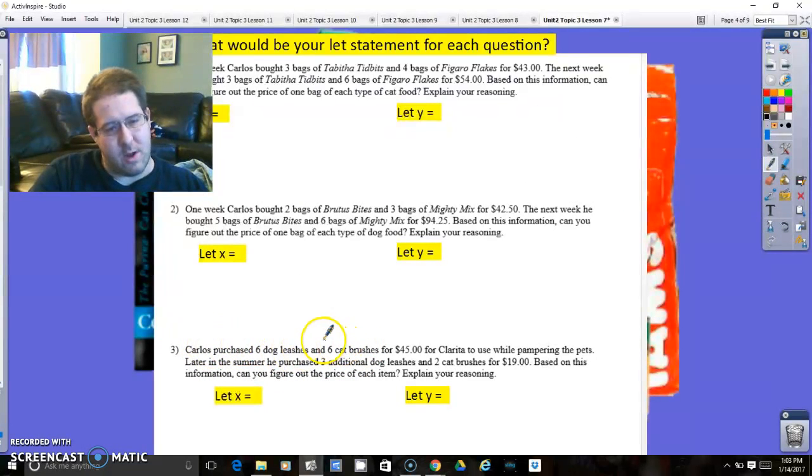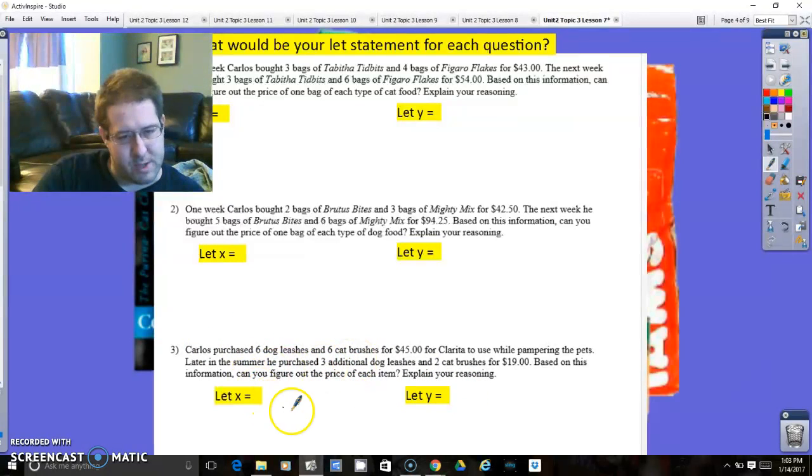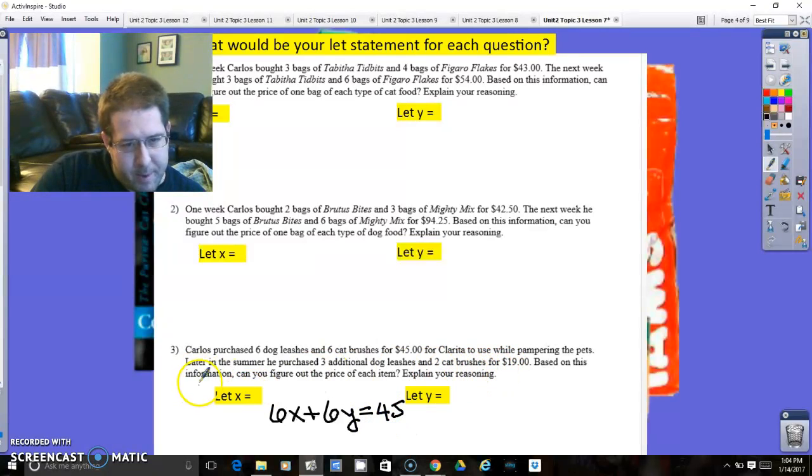Colors by 6 dog leashes. So X is going to represent the amount of leashes, and Y is going to represent brushes. So 6 leashes plus 6 brushes is $45. And while pampering the cats later, he buys 3 additional dog leashes. So that's 3 leashes here plus 2 cat brushes here equals $19.